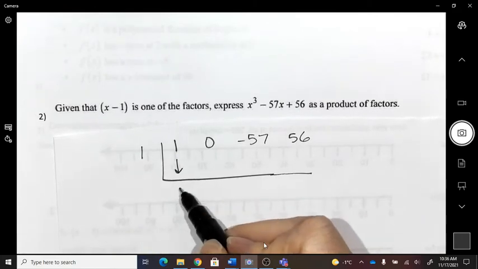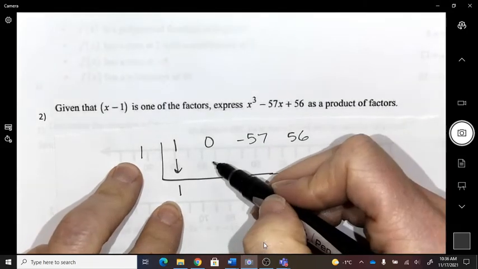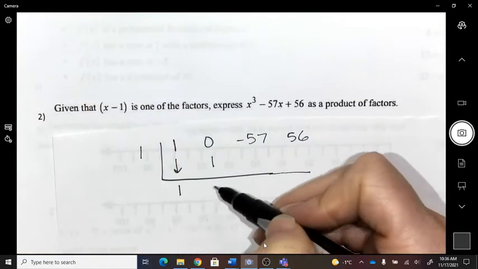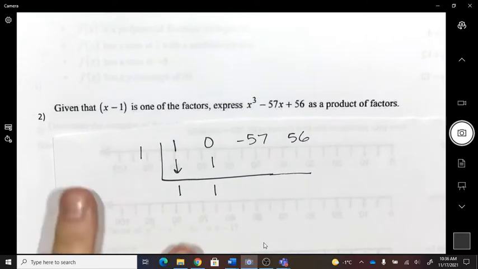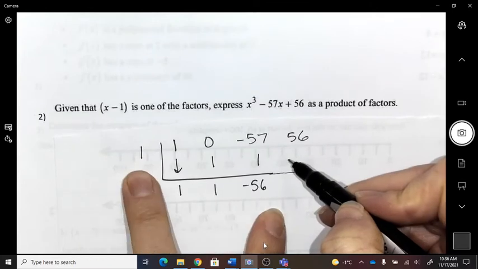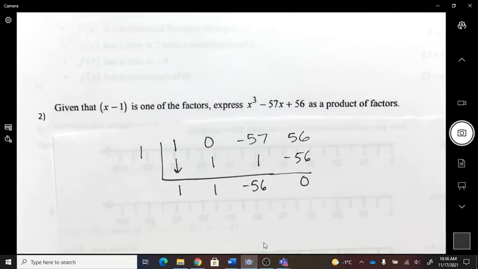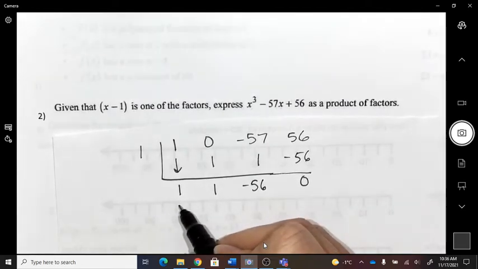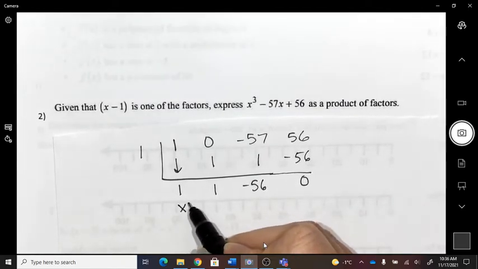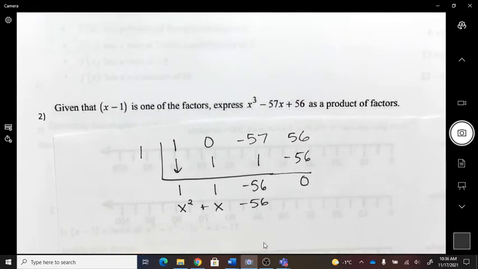Okay, here we go. 1, hold it down. Multiply, add, multiply, add, multiply, add. Okay, this is what? 1 what? x squared plus 1x minus 56.